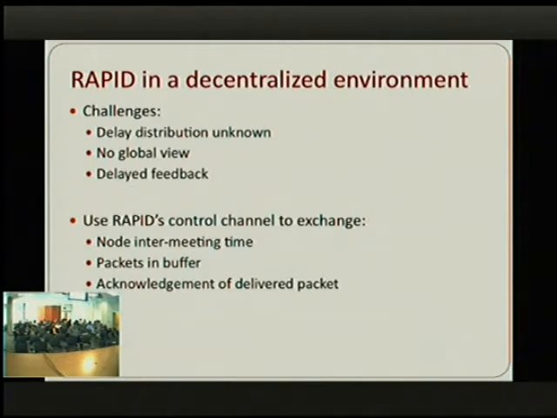So I'm actually not going to go into details of how this control channel works, but the basic idea is that you want to exchange meta information to build a local snapshot, and in our experiments, the control channel contributed to about 1 to 5% of the total data.